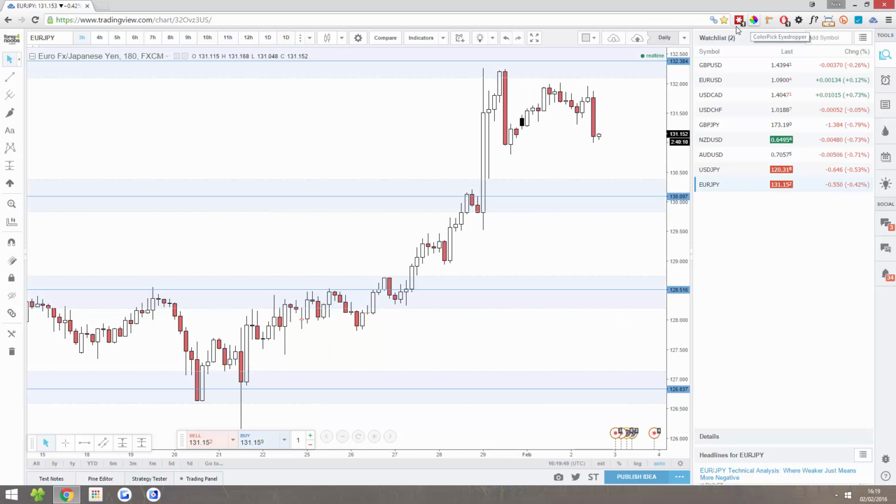Like I said at the start of this analysis, it's Tuesday, so we don't usually have much happening on Tuesday. Most of the excitement starts happening on Wednesday, Thursday, and even Friday sometimes.